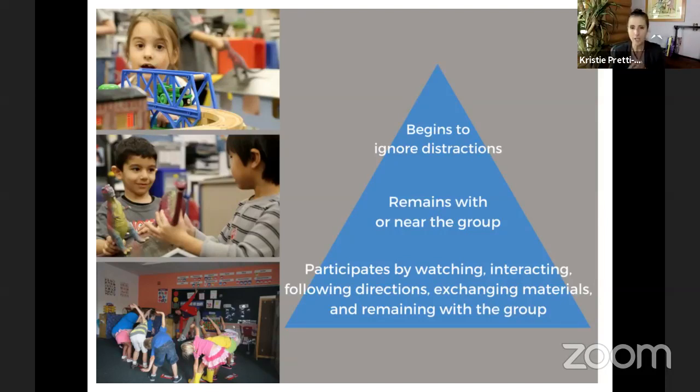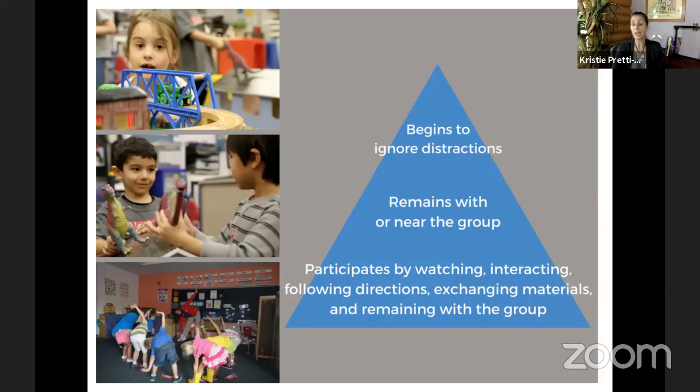Oftentimes, especially in early childhood, the common outcome that gets kids removed from the preschool classroom is they cannot participate. They are not engaged. They are not doing things in the activity. So we go, we need to pull you out over to the side and teach you how to be in a group. Well, you actually learn how to be in a group by being in a group of kids who are doing all kinds of things.